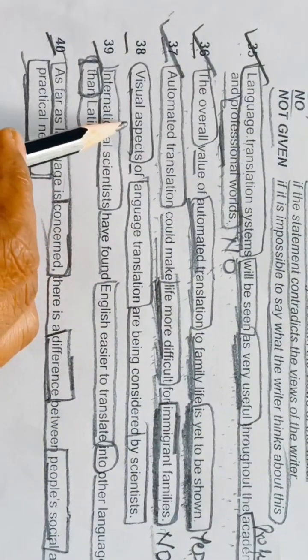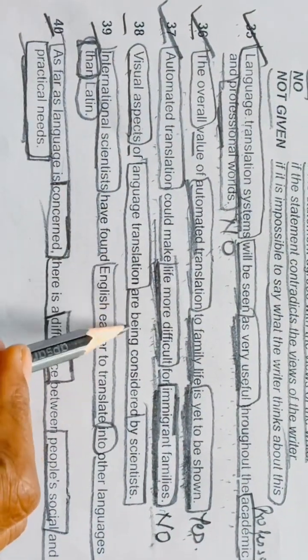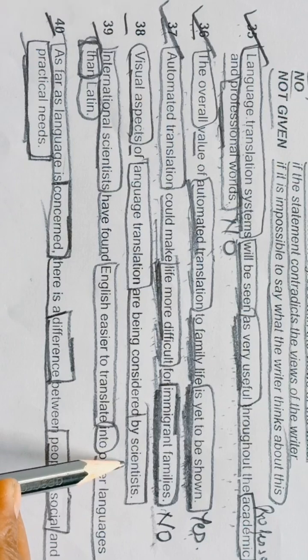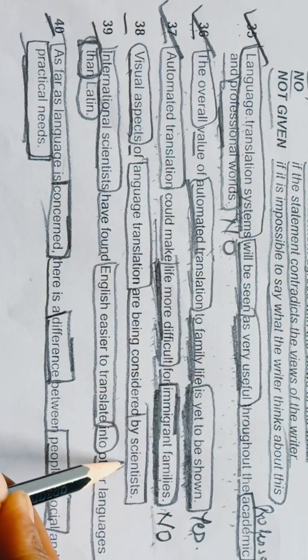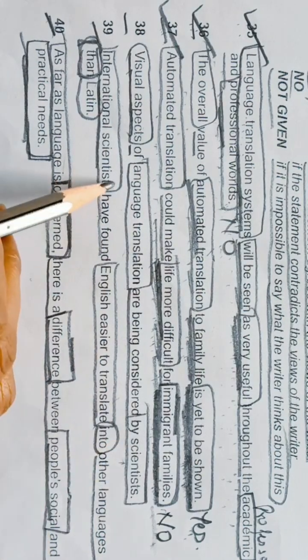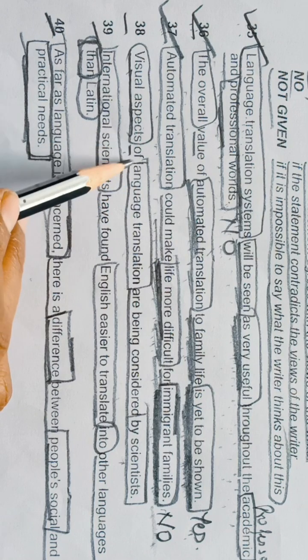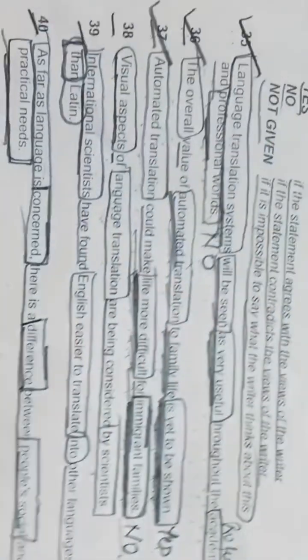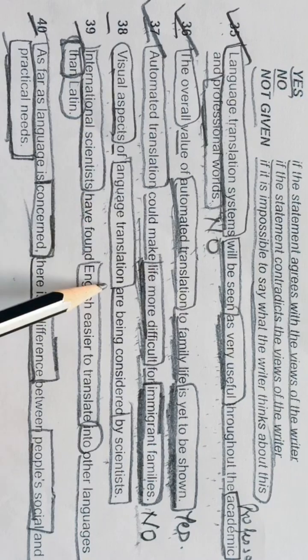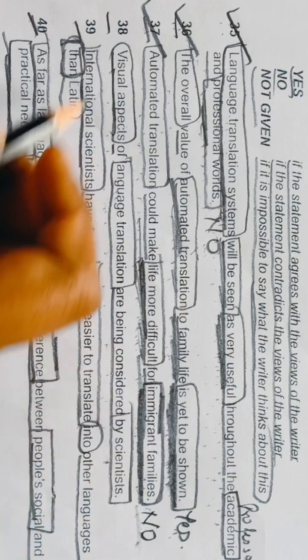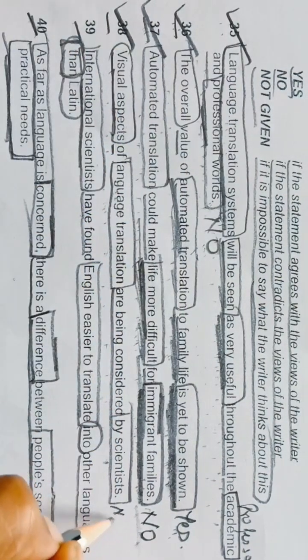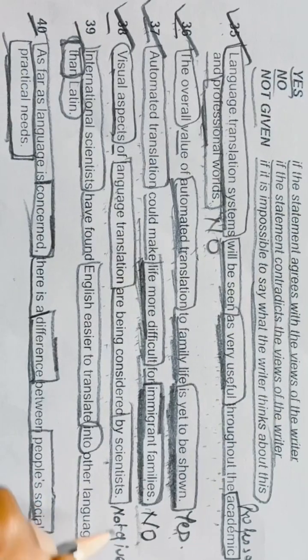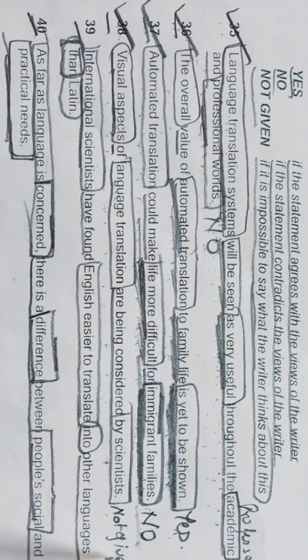So let's see, visual aspect of language translation are being considered by scientists. This visual aspect is not given. In the entire paragraph, we have not seen anything regarding this. So we will write not given in front of 38 in our answer sheet.